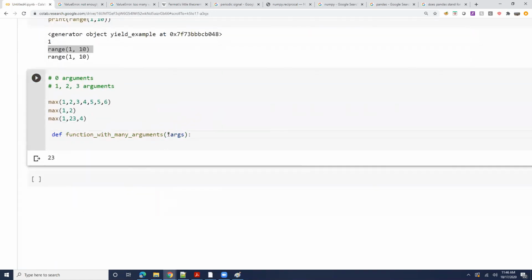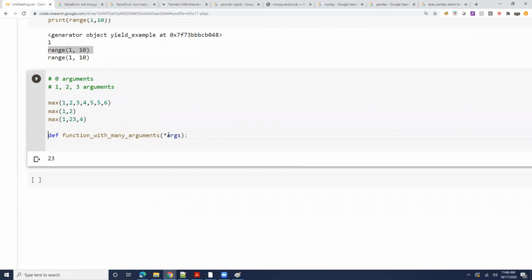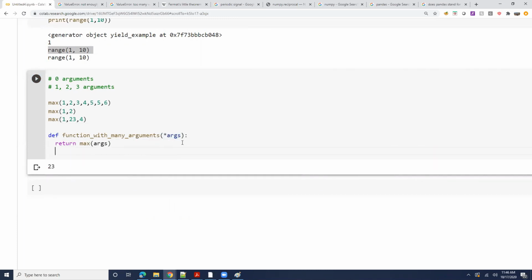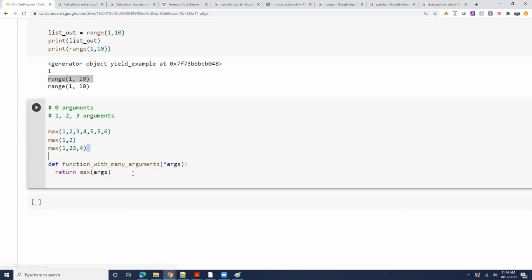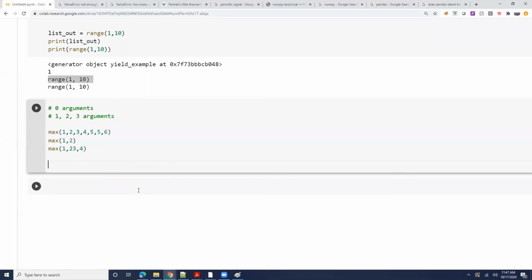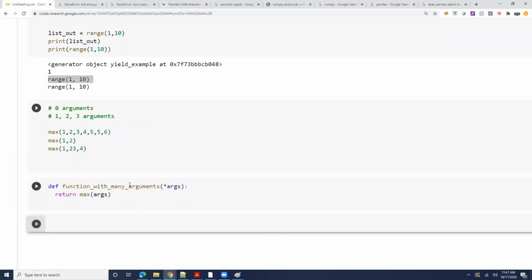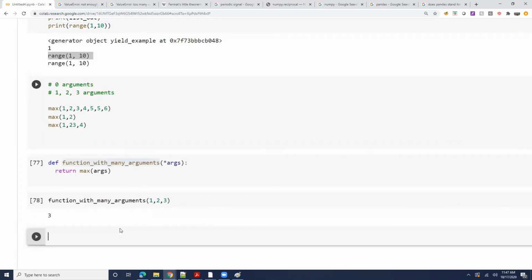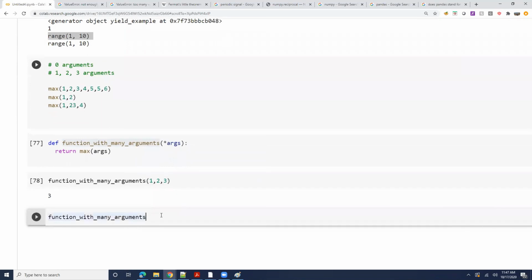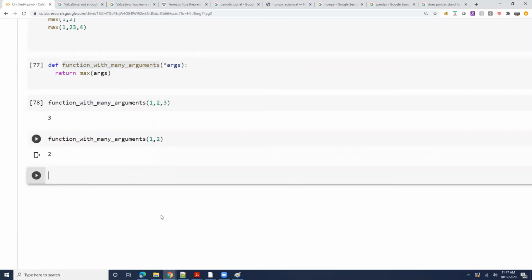So we want a function with many arguments. How would you write a function with many arguments? One argument list, return max of args. So this is how you would write multiple arguments. When you put asterisk and args, Python automatically knows you are going to give it a bunch of arguments. So we'll call this function with many arguments with three arguments, 1, 2, 3. So it returned 3. If we called it with two arguments, it returned 2.